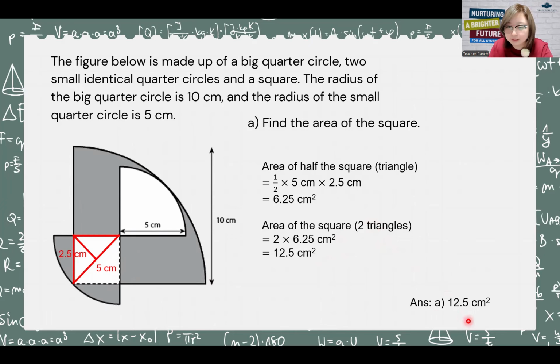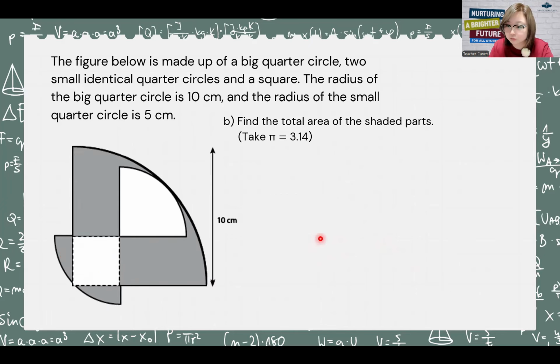So keep the answer in mind. Let's go to question B. So what does question B want? Find the total area of the shaded parts. So if you look at it, I have the quarter circle unshaded, I have the square unshaded, but technically the quarter circle, the small one, is the same as this. So we can do some adjusting, rearranging to make the question easier for us so that we don't have to find too many things.